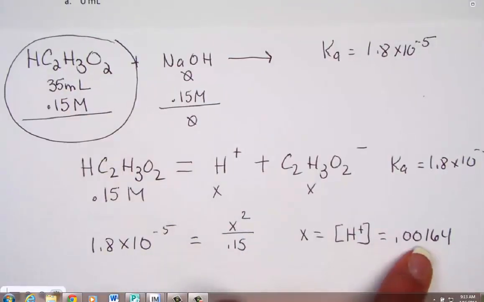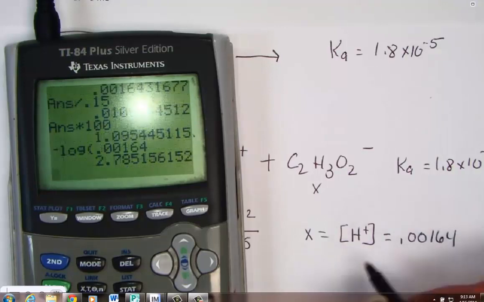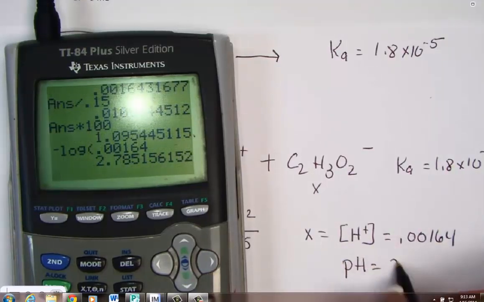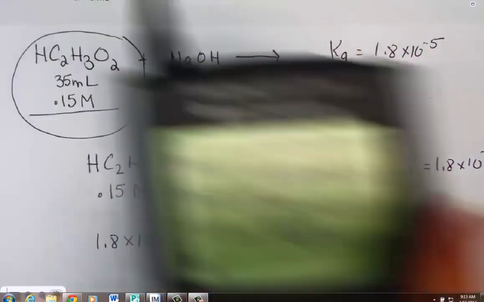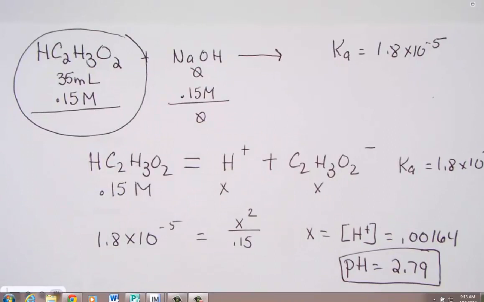Now, since I know the hydrogen ion, we simply negative log the 0.00164, and we have our pH of our weak acid, 2.79 pH units. So no base added, straight Ka problem, old-fashioned from chapter 16, the acid-base unit.